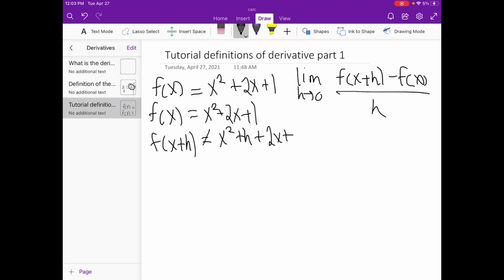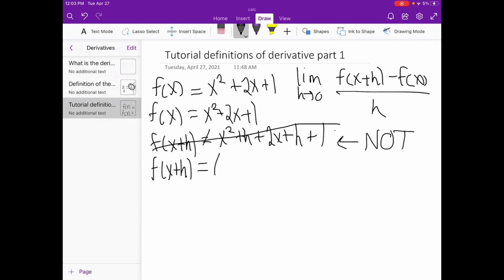It's not equal to x squared plus h plus 2x plus h plus 1 plus h. Actually, this part doesn't even make any sense because there's no x terms, but whatever. It's not equal to this. Do not make this mistake. I've said it so many times. Just do not.